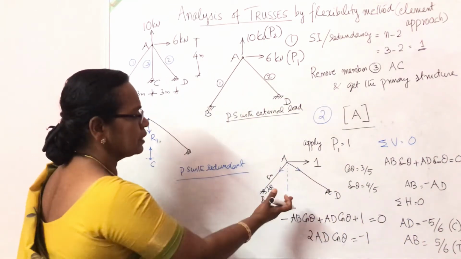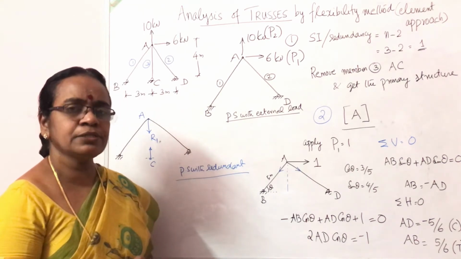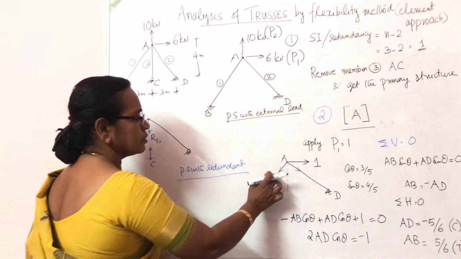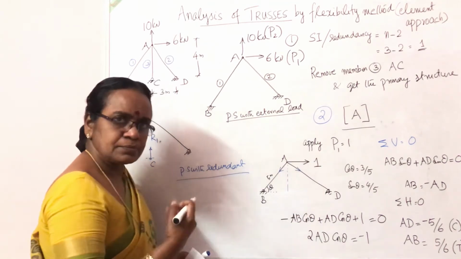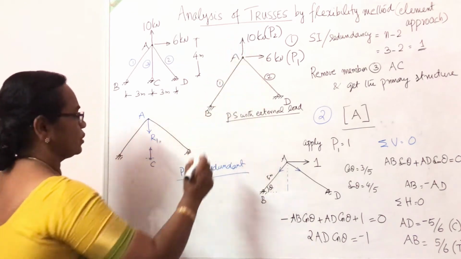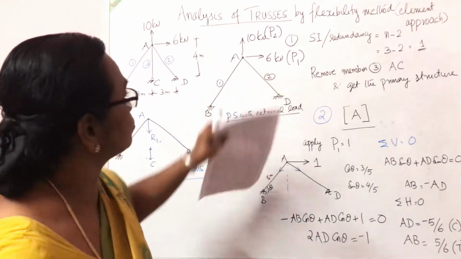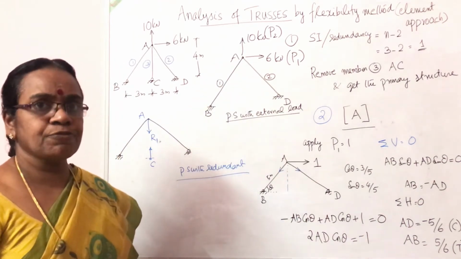So this is a fundamental thing. Sigma V equals 0, sigma H equals 0, applying at a joint, we arrive at the forces in these two members. Similarly, apply unit load in the vertical direction. Next is apply unit load in the vertical direction, that is P2 is equal to 1, and evaluate the forces in members.